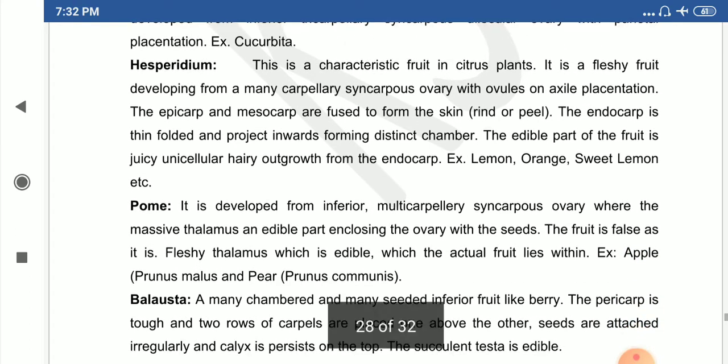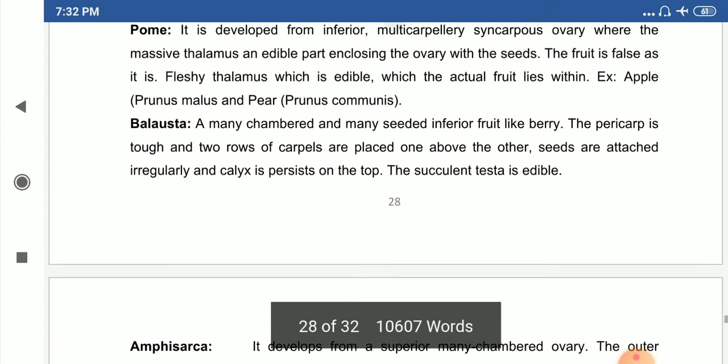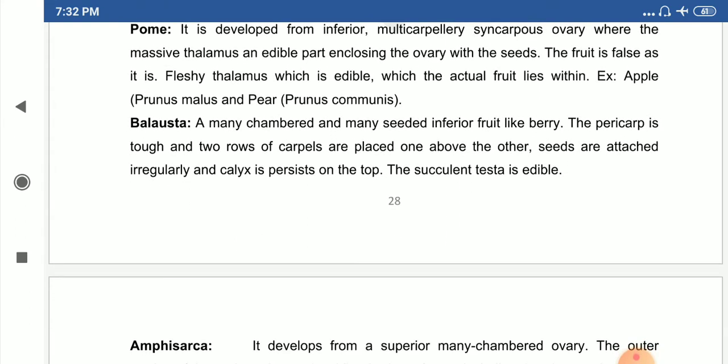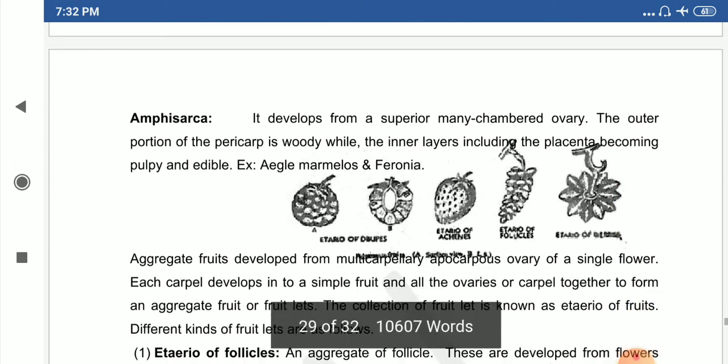It is developed from the inferior multicarpillary syncarpous ovary. The example is pear or apple. Next one balausta. A many chambered, many seeded inferior fruit like a berry that is formed is called balausta, and amphisarca. So these are some other fruits.